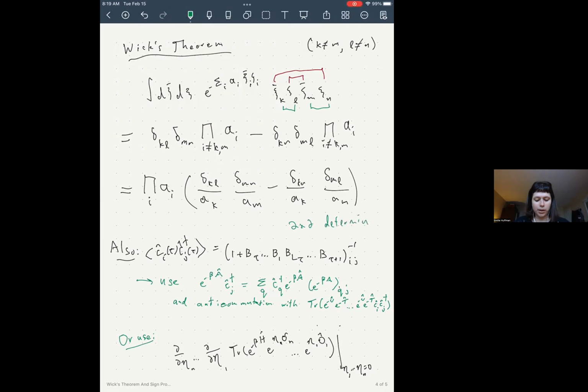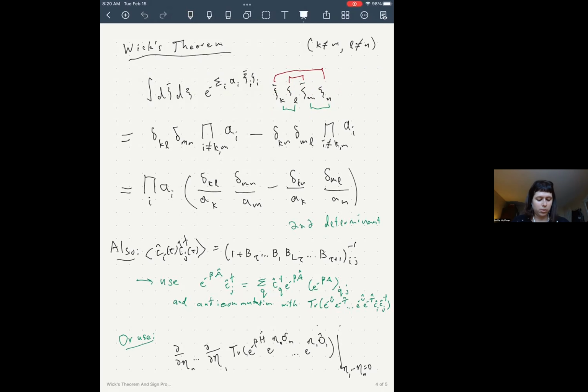And you can show by induction, when you have 3 pairs, then you'll get a 3x3 determinant. When you have 4 pairs, you'll get a 4x4 determinant, and so on. And so this is really Wick's theorem to be able to compute these things.